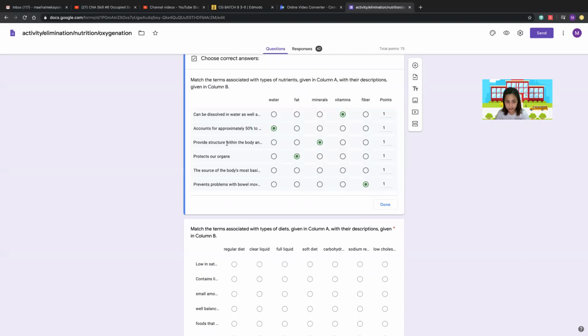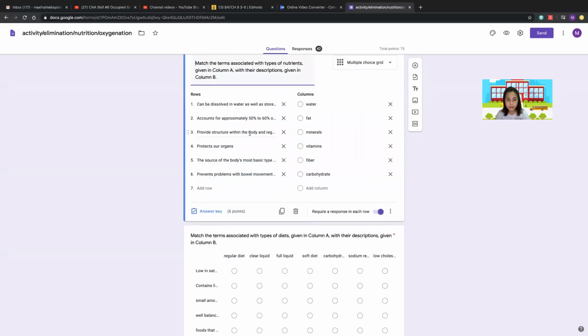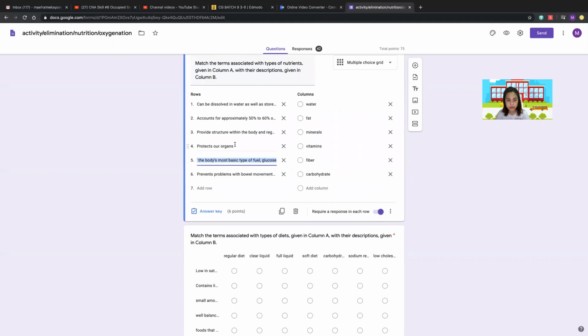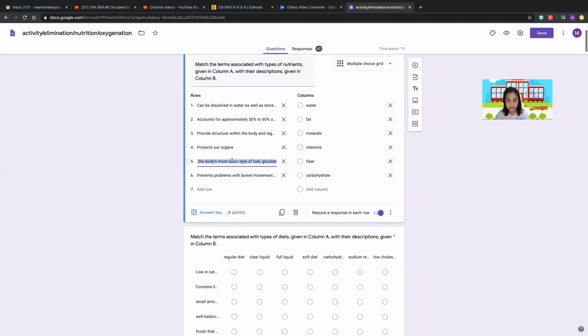Next is, it provides structure within the body and regulates. So it will be fats. Then the source of body, protect our organs is also fats.